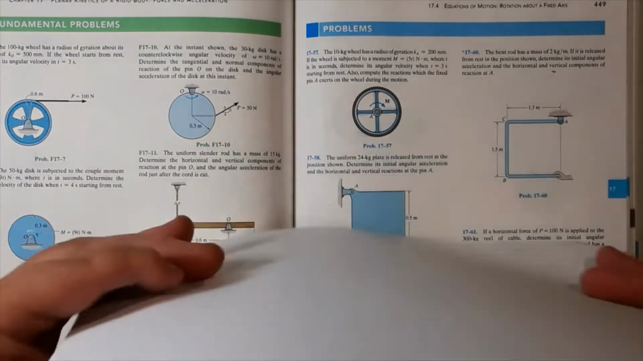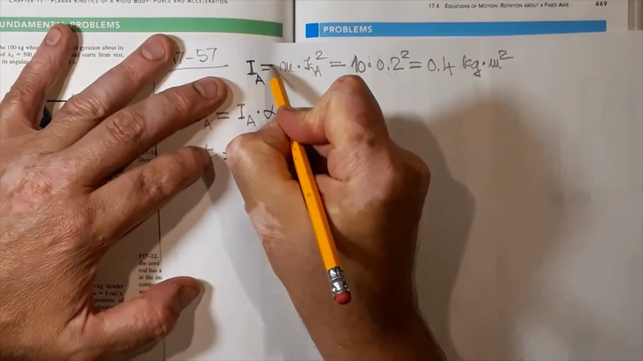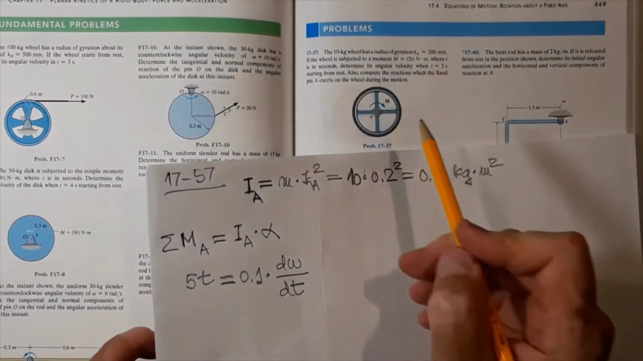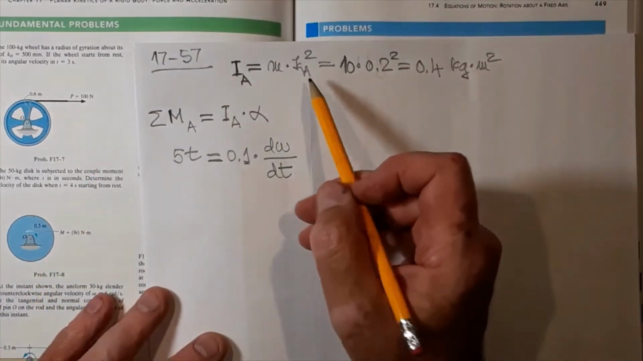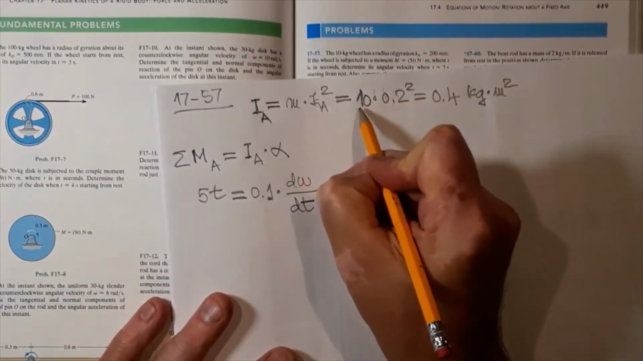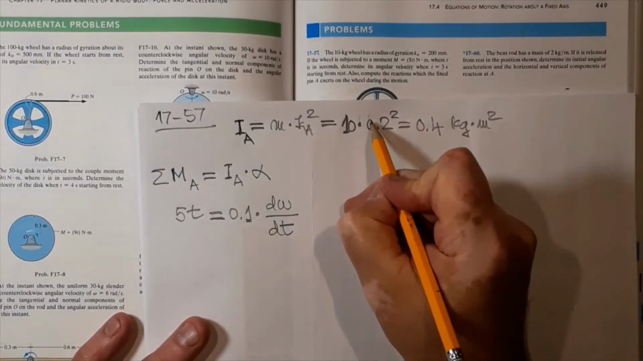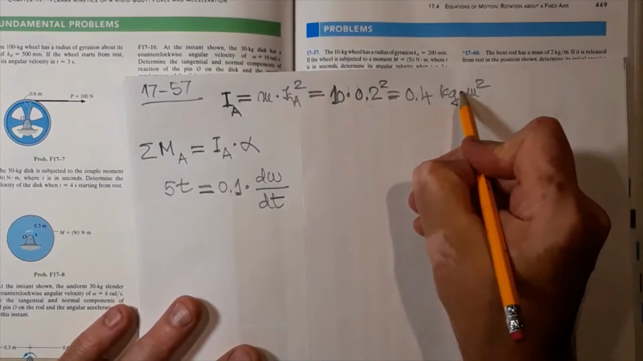Okay, so I started the problem, and we can first calculate the mass moment of inertia about the axis of rotation, which is the centroid because of symmetry, the center of mass of the wheel. According to the definition, moment of inertia is mass times radius of gyration squared. So mass is 10 kilograms times, and I'm working in meters rather than millimeters, so k is 0.2 meters squared. That's 0.4 kilogram meters squared.